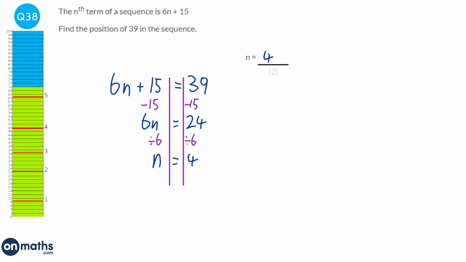And you could write it out. You could put n equals 1, n equals 2, n equals 3, and just keep going till you get to 39. Or we can do the method we've just done, which is solving it.